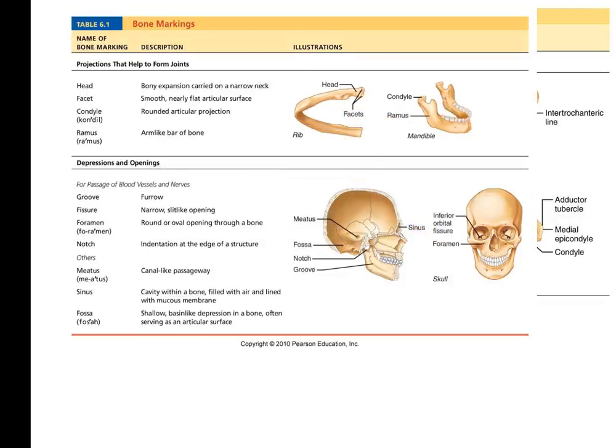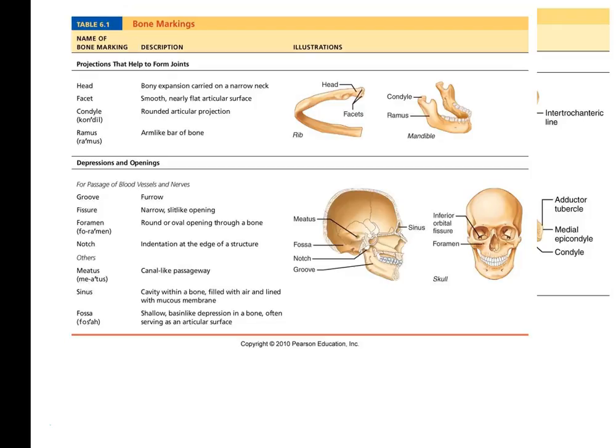A head: when we talked about the long bone, we said it was a shaft with two swollen ends. Well, a lot of times one of those swollen ends will be called a head, and it'll be on a narrow neck. A facet is a smooth surface, especially like where the ribs will attach to the vertebrae or the sternum. A condyle, we talked about with the femur. It's a knuckle-like extension. A ramus is an arm-like bar, and you see the rami of the mandible. A groove is a furrow, just like a deep line going down the bone.